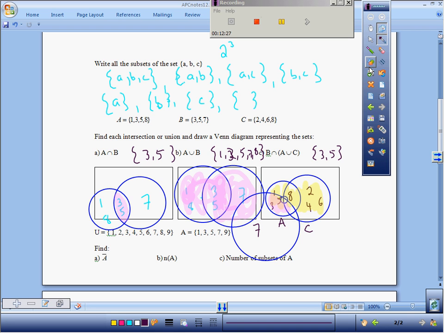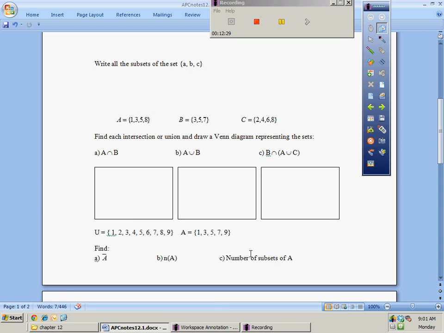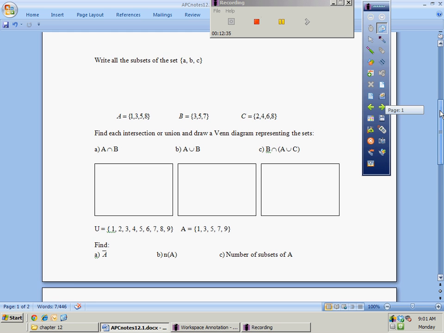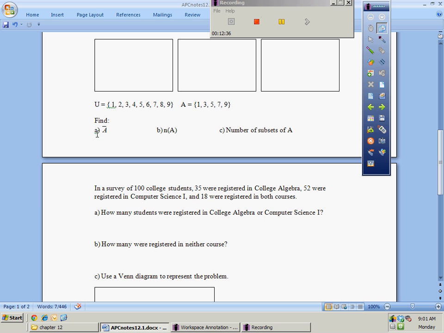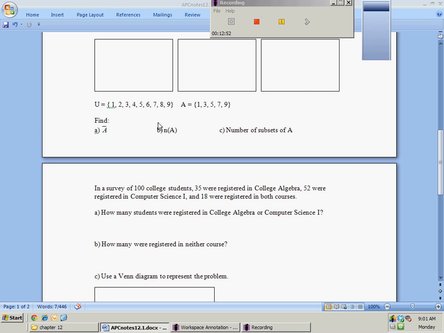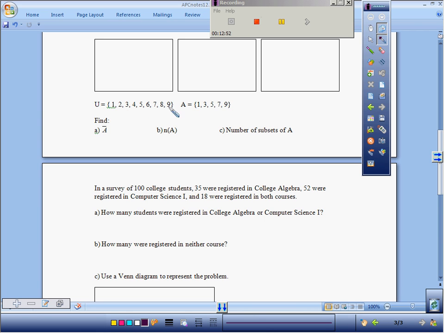Okay, so the next thing is find all the elements. What this says is find all the elements that are, this is called the universal set. These are all the items that are, this is called the complement, that are in the universal set but are not in A. So who can tell me what those are? 2, 4, 6. Right, it'll be all the even numbers, I think, right? 2, 4, 6, 8.